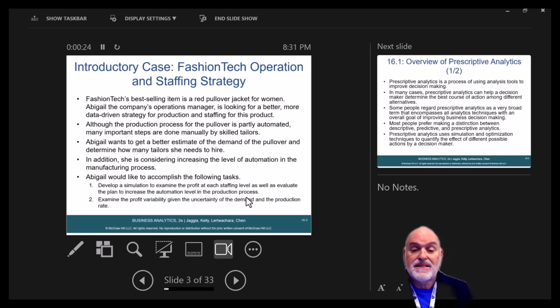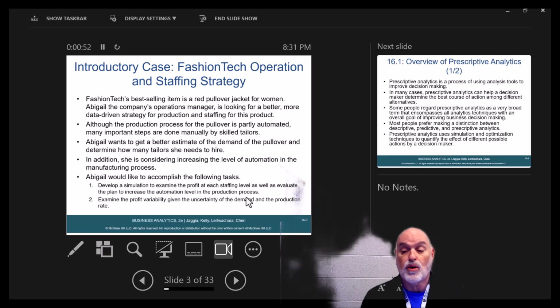Fashion Tech's best-selling item is a red pullover jacket for women. Abigail, the company's operations manager, is looking for a better, more data-driven strategy for production and staffing for this product. Although the production process for the pullover is partly automated, many important steps are done manually by skilled tailors. Abigail wants to get a better estimate of the demand of the pullover and determine how many tailors she needs to hire. In addition, she is considering increasing the level of automation in the manufacturing process.